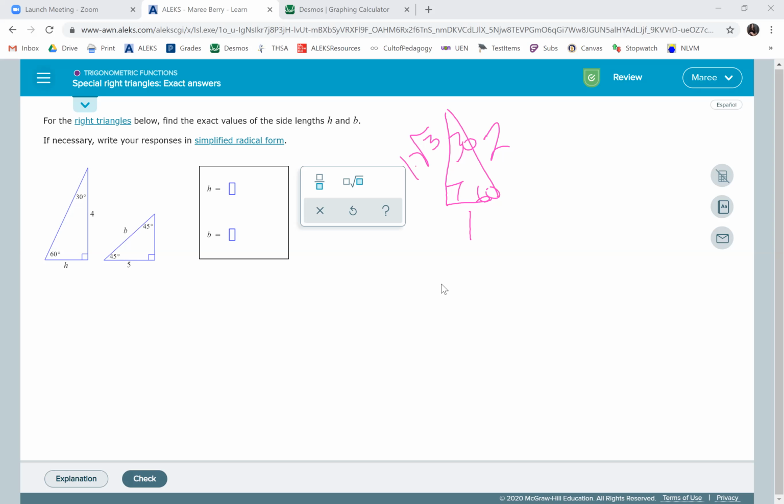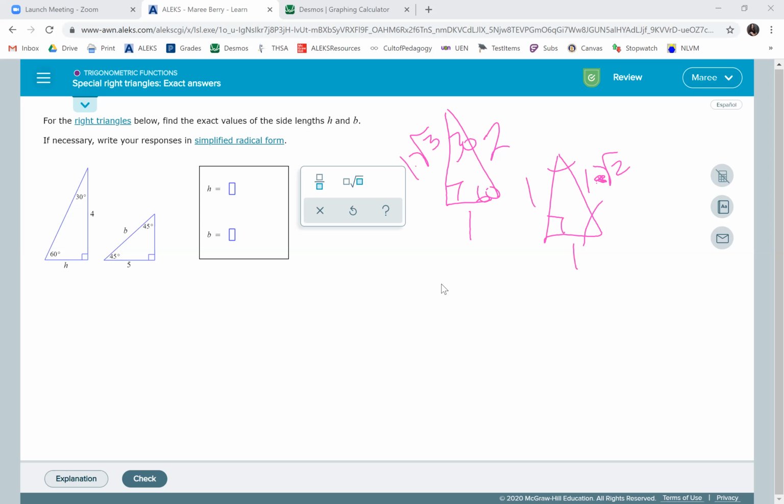And then for a 45-45-90 triangle, whatever the side lengths are, you just multiply by the square root of 2 to get the hypotenuse.